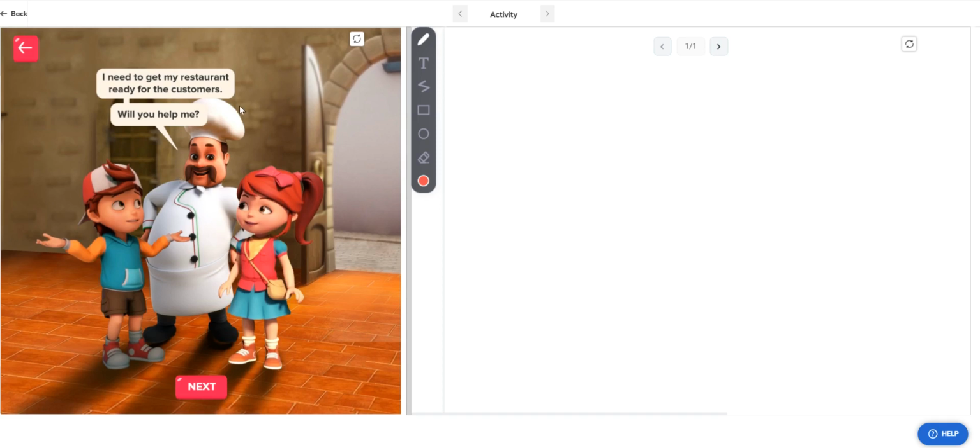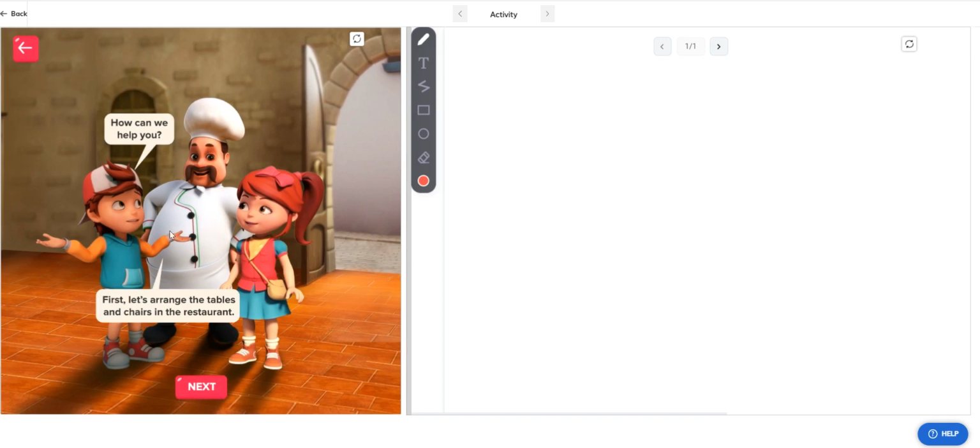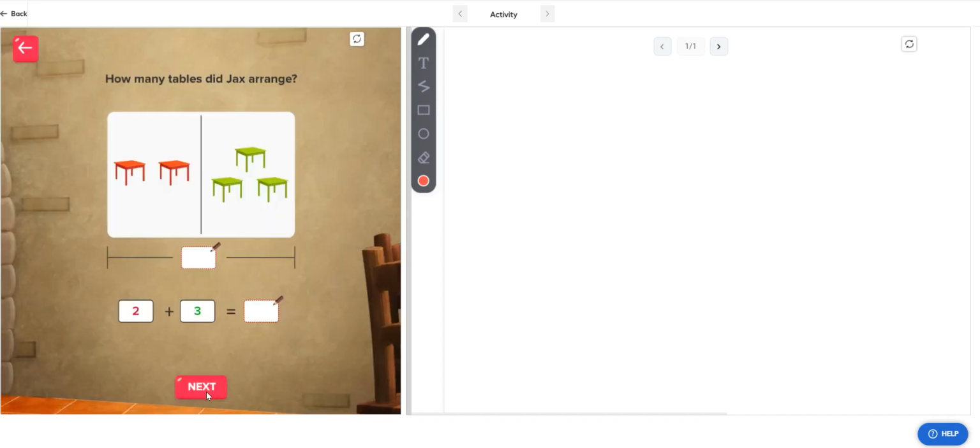Okay? Now, a restaurant needs chairs and tables for its customers to sit down. It also needs other items to make and serve food for its customers. Chef wants to arrange the tables and chairs for the restaurant. Okay? So let's help him along with Jax and Jane. As you can see, Jax asks, how can we help you? Chef says, first let's arrange the tables and chairs in the restaurant.